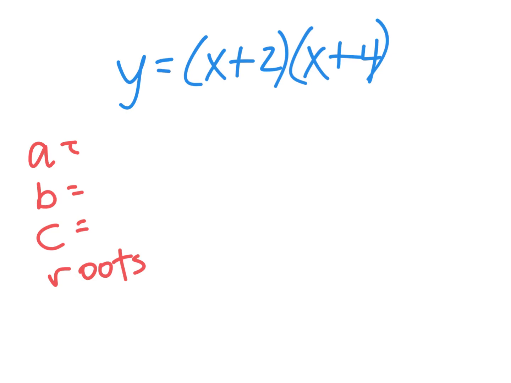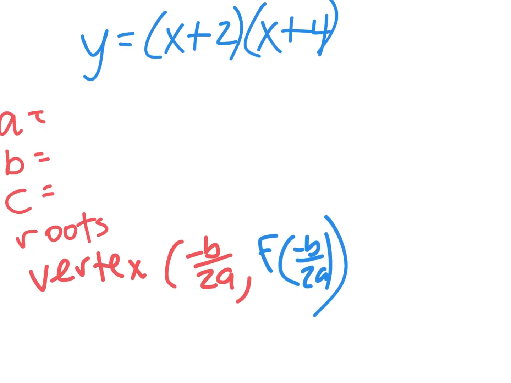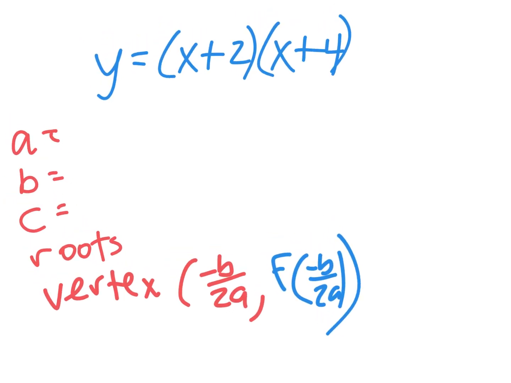You should also be able to do the vertex, because that's negative b over 2a, comma, see if you can handle this, you stick it in the function, it becomes f of negative b over 2a. So I even give you the little formula there to remind you how to figure out the vertex.